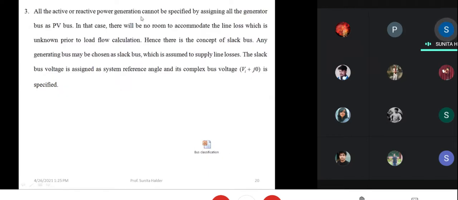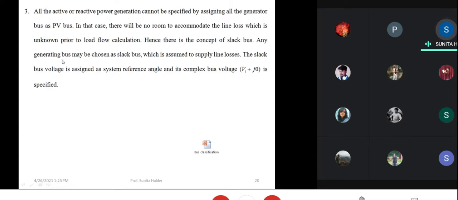All active and reactive power generation cannot be specified by assigning all the generators as PV buses. In that case, there will be no room to accommodate the line loss, which is unknown prior to load flow calculation. Because if we do not know bus voltage, we cannot calculate line current, then we cannot calculate line loss. Hence, there is a concept of slack bus.